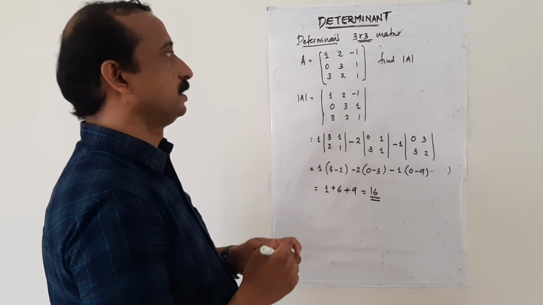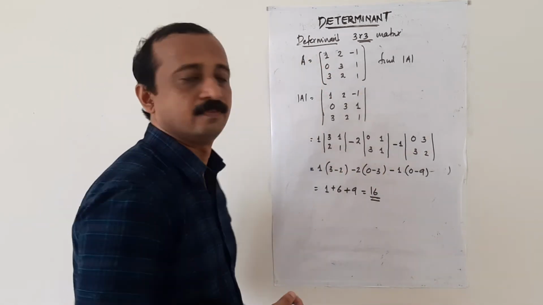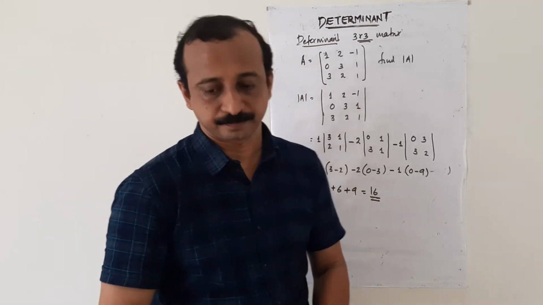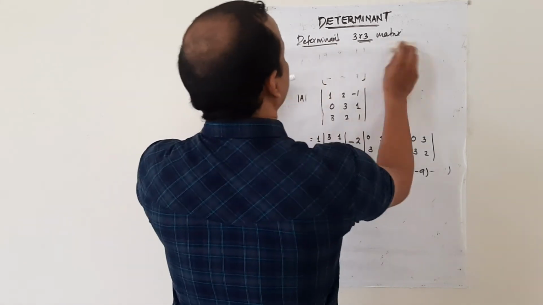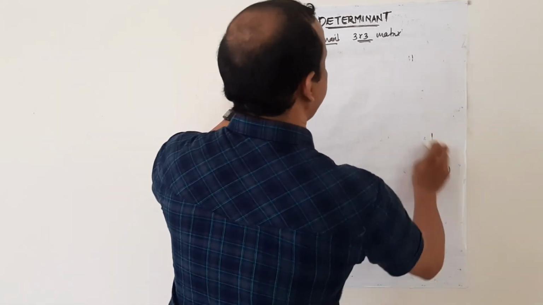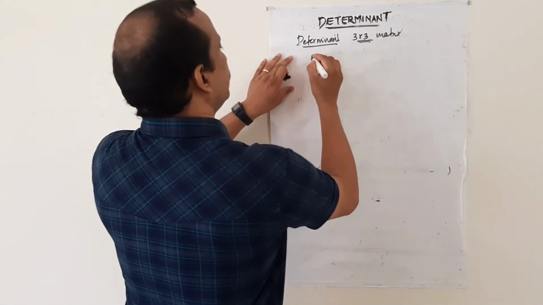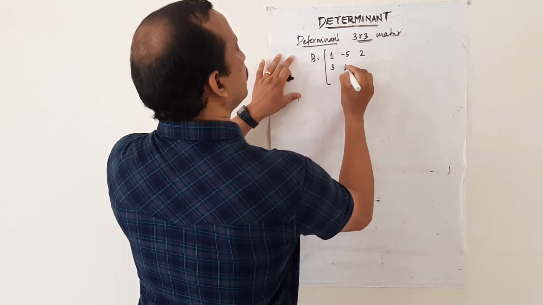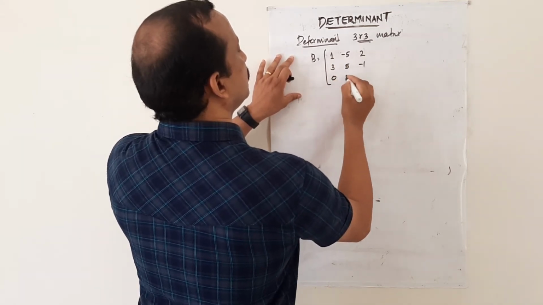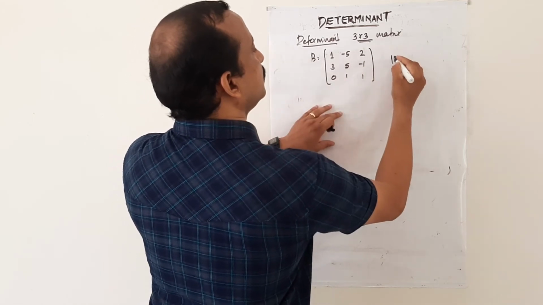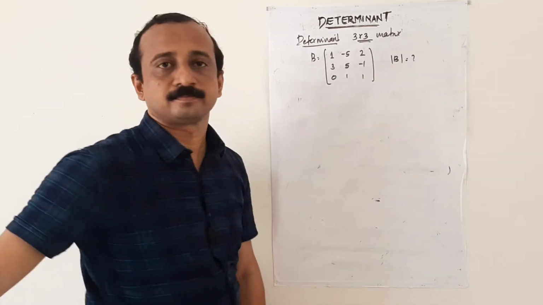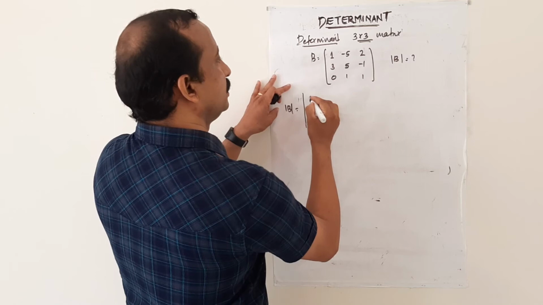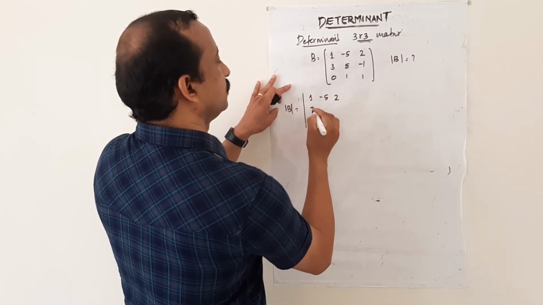That's all. We convert the 3 by 3 matrix into a single value, that is, a single number, that is 16. Okay. Now discuss one more question. B is equal to the matrix 1, minus 5, 2, 3, 5, minus 1, 0, 1, 1. Find determinant of B.